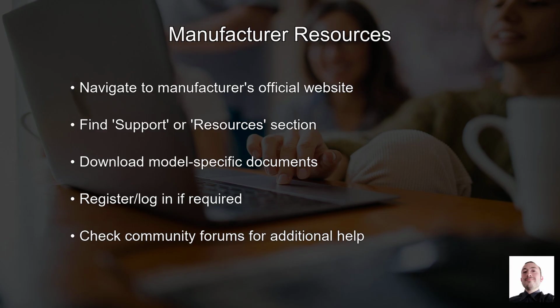Accessing manufacturer resources is often the most reliable way to obtain detailed schematics and documentation. Start by navigating to the official website of the manufacturer. Look for a support or resources section. Here, you'll typically find downloadable documents, including schematics, user manuals, and firmware updates. Pay attention to model-specific information. In this case, you're looking for the LC-32SA1EA.